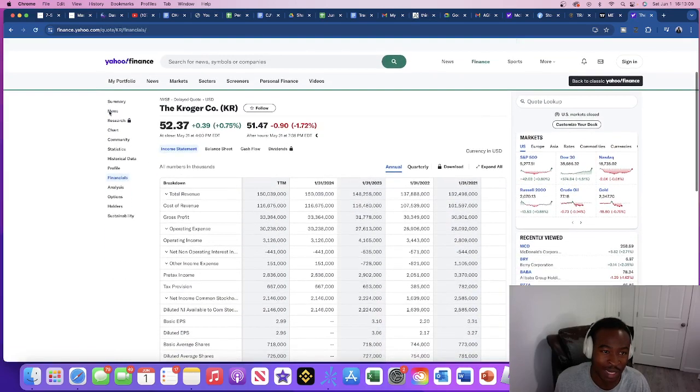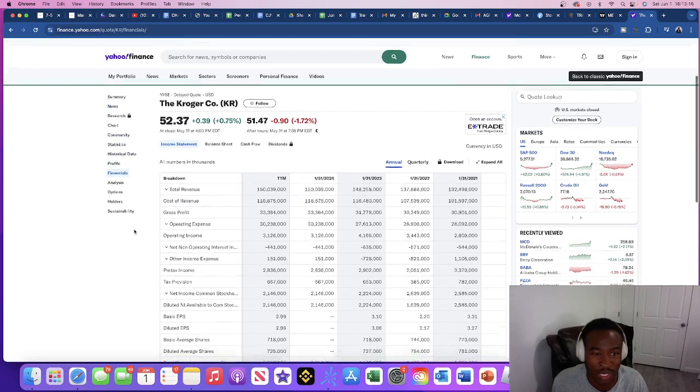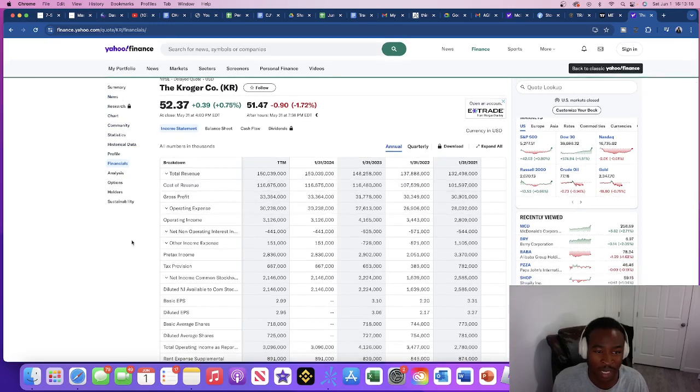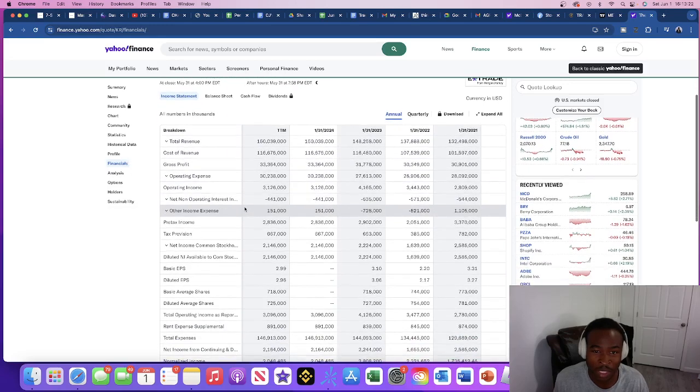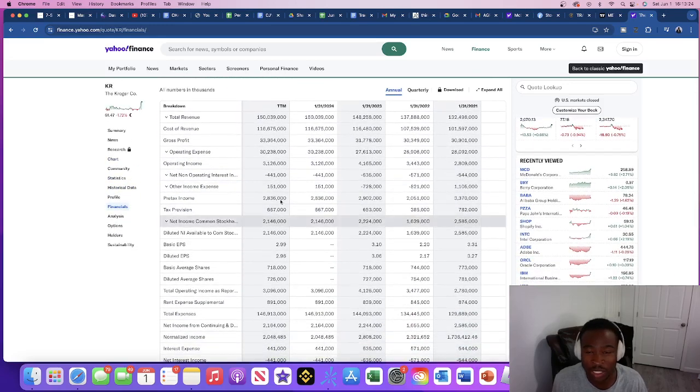Mind you, there's different tabs here. If you want to research some news, look at their chart, statistics, historical data, stuff like that. But the most important thing on here is going to be the financials tab. This tab right here really just tells you about the company's performance.